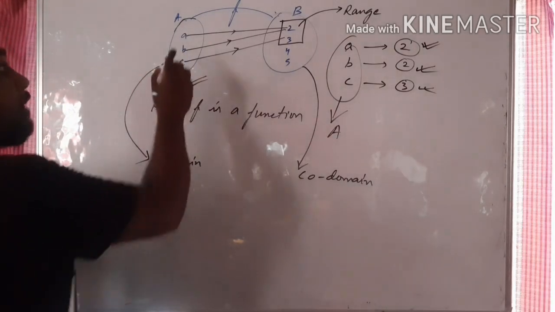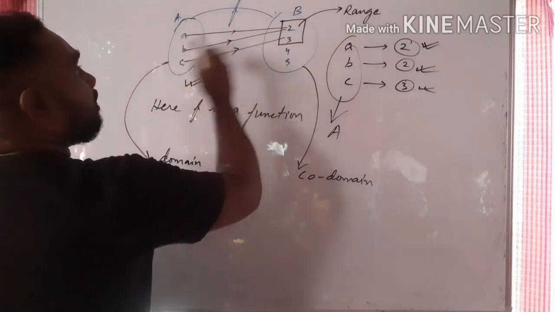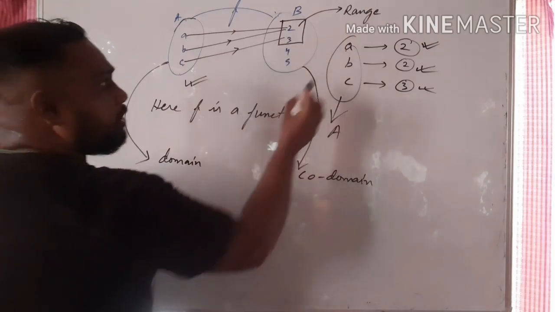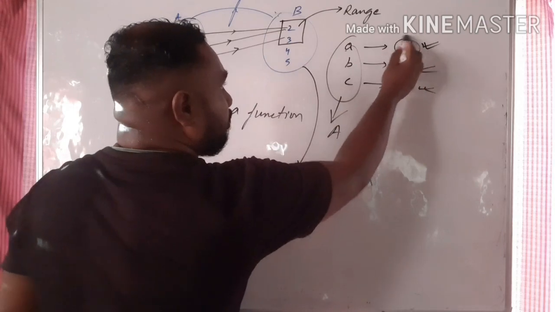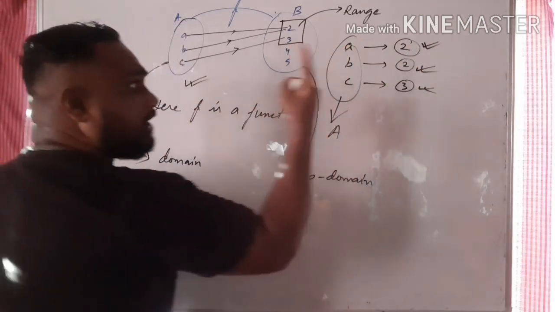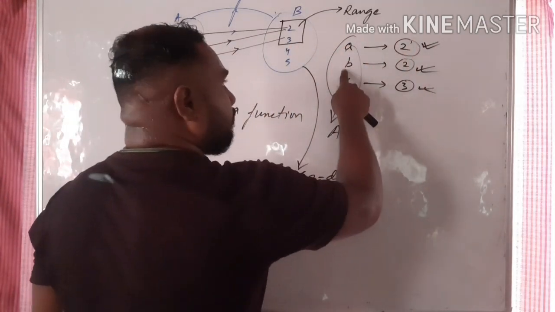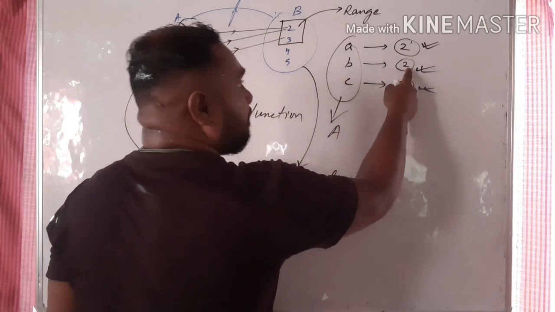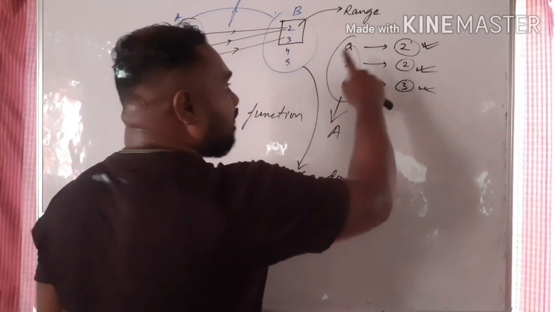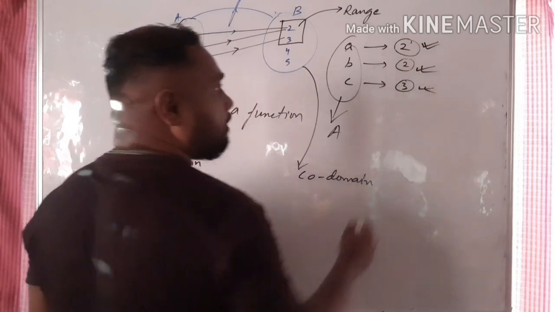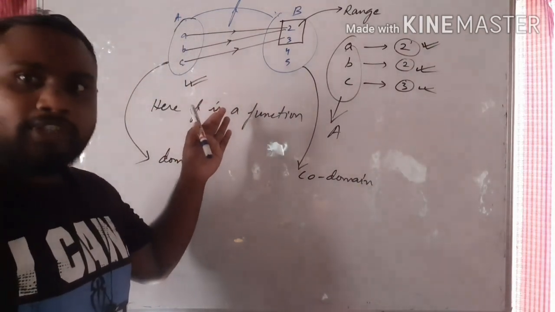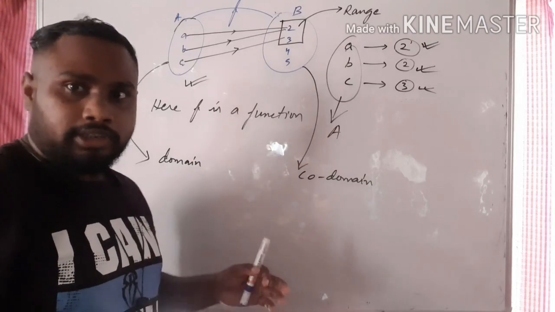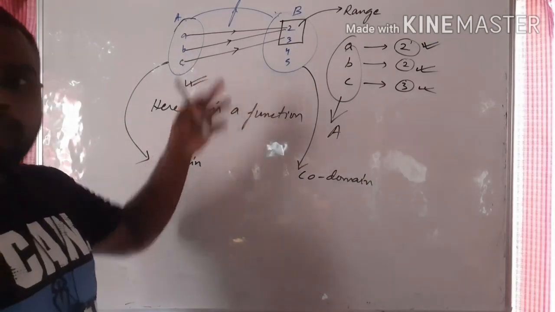Okay, and the element should be related to a unique element in B. So A is related to a unique element. 2 is only one element. 1 means unique. B is related to only one element, that is a unique element. C is again related to only one element, that is a unique element. Okay, so this satisfies the definition, and therefore this is a function.